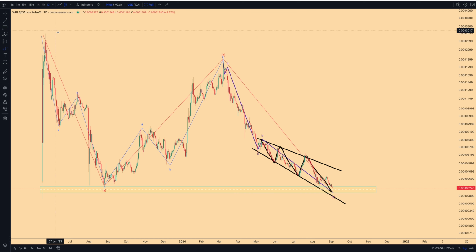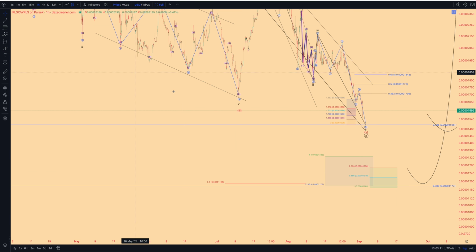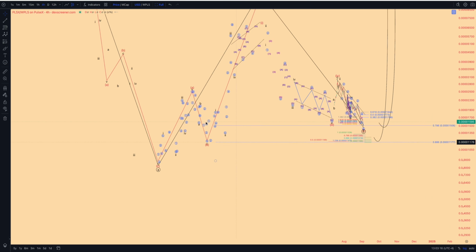Okay, so this is PulseChain, right? Looks like we're almost done over here. This is PulseX, very close to being bottomed out, in my opinion.